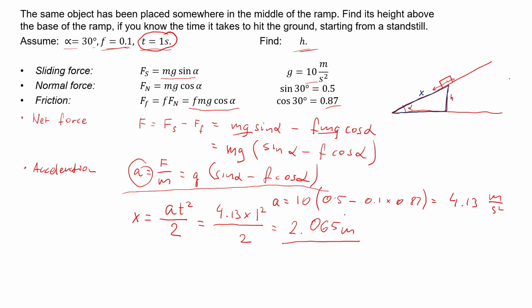This is not yet the final result of this exercise, because we are asked to find its height. So basically this is something like find h, when you know x is 2.065, and you know alpha. So again, simple SOHCAHTOA. In this case, we have a hypotenuse and an opposite edge, so the sine function: sine alpha equals the opposite, which is h, over the hypotenuse, which is x.